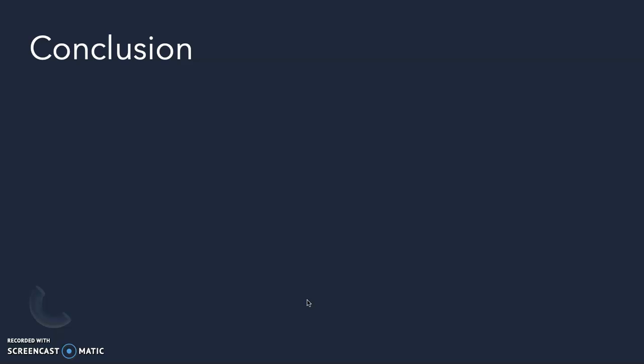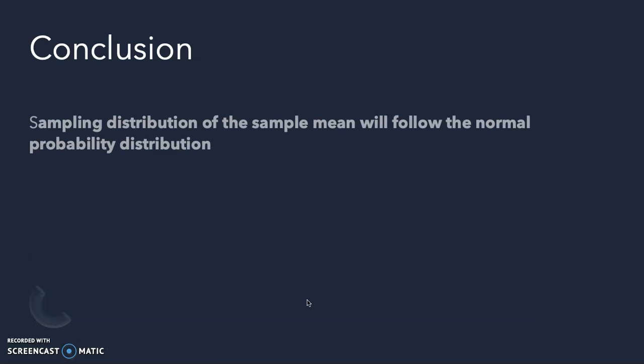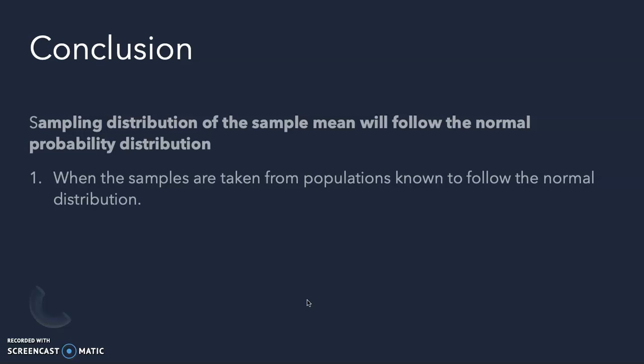Now we can conclude that the sampling distribution of the sample mean will follow the normal probability distribution under two conditions. First, when the samples are taken from a population known to follow the normal distribution. In this case, the size of the sample is not a factor.